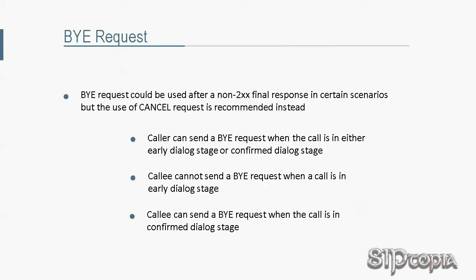As for the scenarios when a provisional response is received, the following rules must be used to send BYE requests. First of all, the caller can send a BYE request when the call is in early dialog stage or confirmed dialog stage. The callee cannot send a BYE request when a call is in early dialog stage. However, the callee can send a BYE request when the call is in confirmed dialog stage.